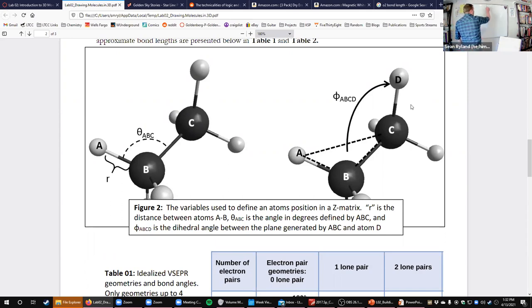So polar coordinates just look like, if you had a polar coordinate system, R is your distance from the origin, and then there's your angle. In spherical coordinates, you also would need an angle that says how far up it rotates. And that's kind of what this dihedral angle is. So it says, okay, you've defined a plane by saying this is X, this is Y, and this is Z, or I guess A, B, and C. And then your last piece of information is how far up does it rotate?